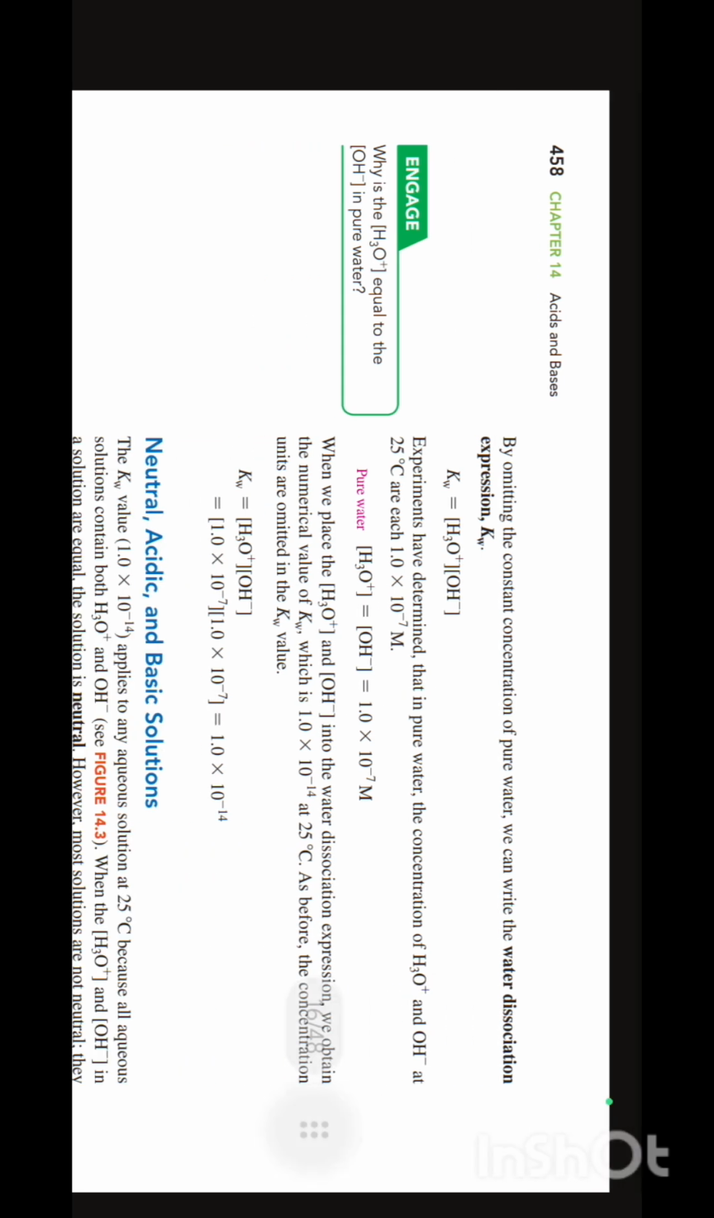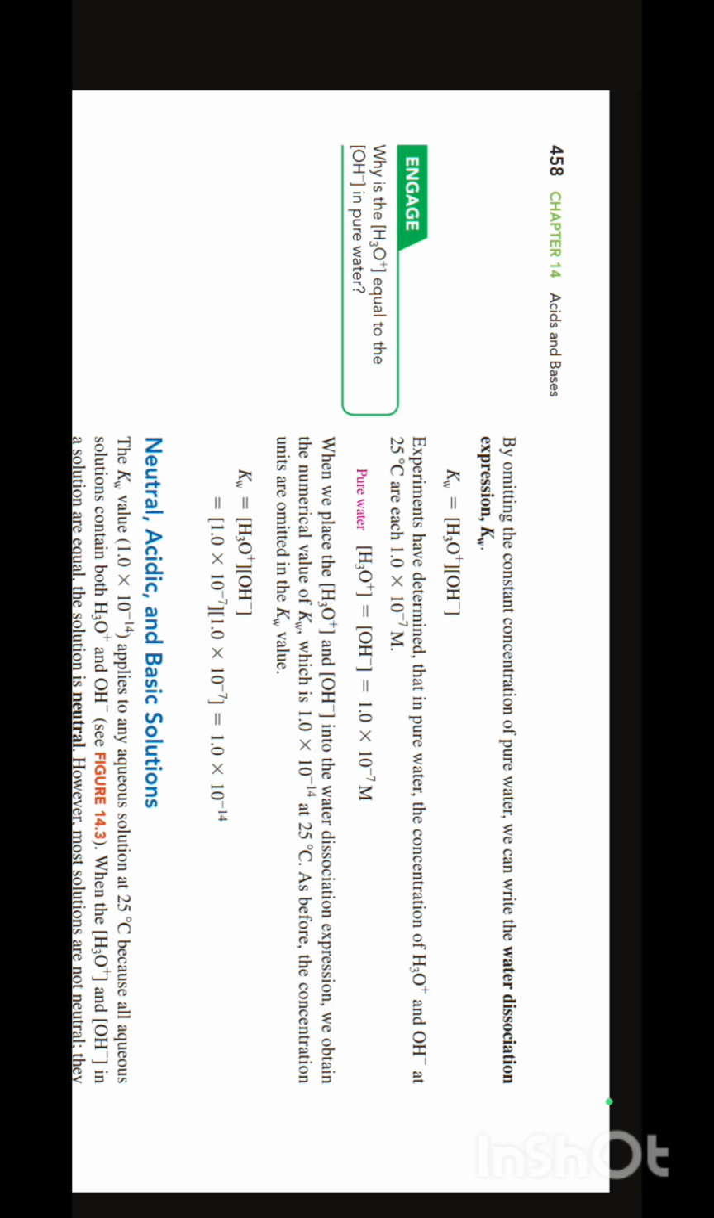By omitting the constant concentration of pure water, we can write the water expression as Kw equals [H3O+] multiplied by [OH-]. Experiments have determined that in pure water, the concentrations of H3O+ and OH- at 25 degrees Celsius are each 1.0 × 10^-7 molar. When we place the H3O+ and OH- ions into the water dissociation expression, we obtain the numerical value of Kw, which is 1.0 × 10^-14 at 25 degrees Celsius. As before, the concentration units are omitted in the Kw value.